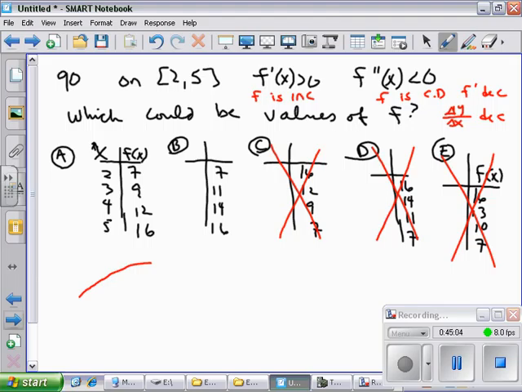Look at the y's in A. They go up by 2, then by 3, and then by 4. Those changes are increasing, right? So that's going to cause the graph to curve upward. But here in B, your slopes are 4, 3, 2. So it's increasing by less and less, and that's going to give you concave down, which is what we're looking for.